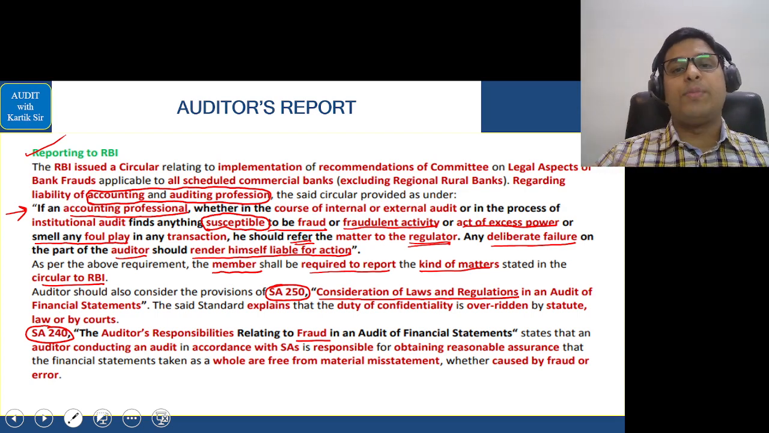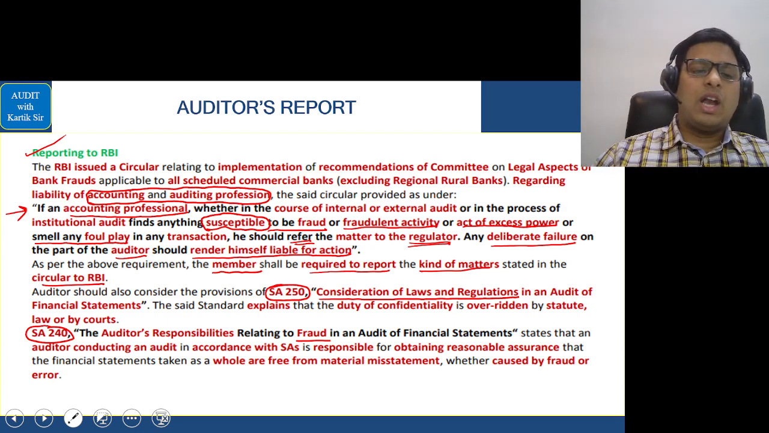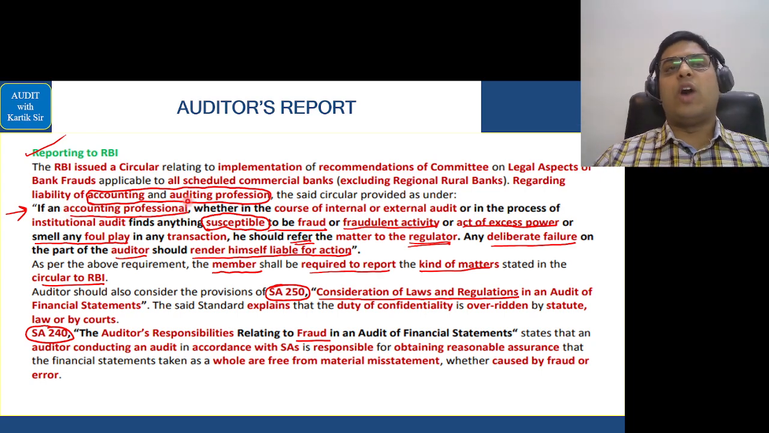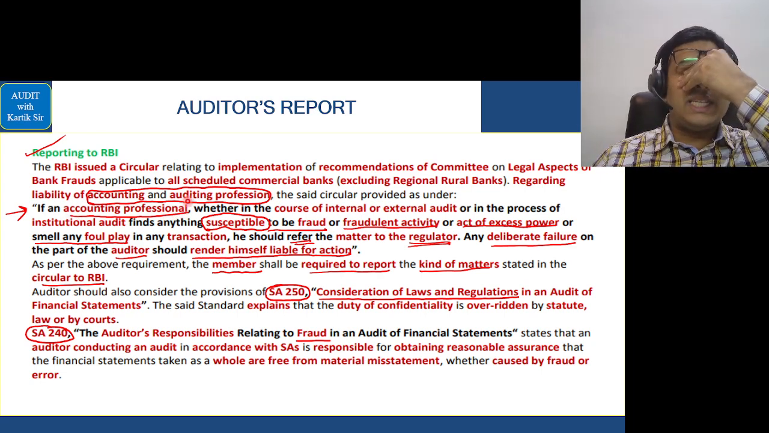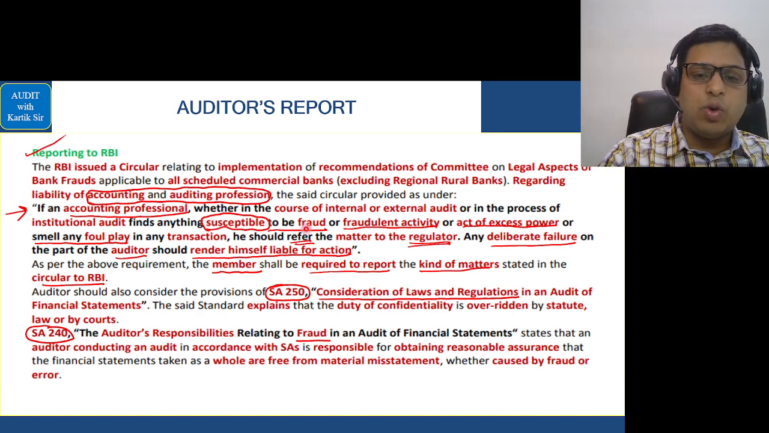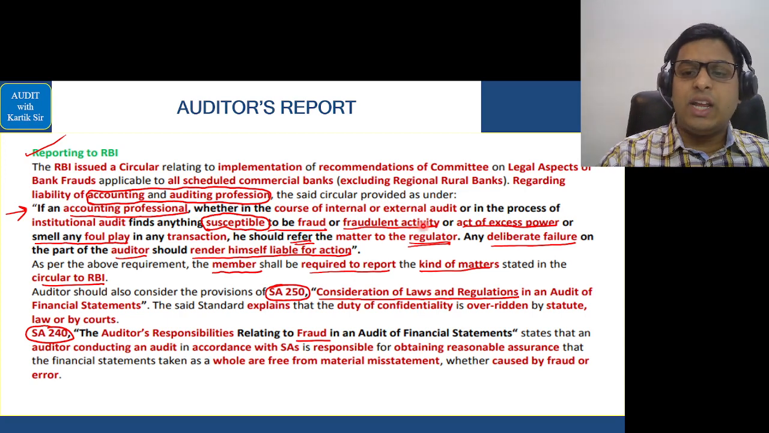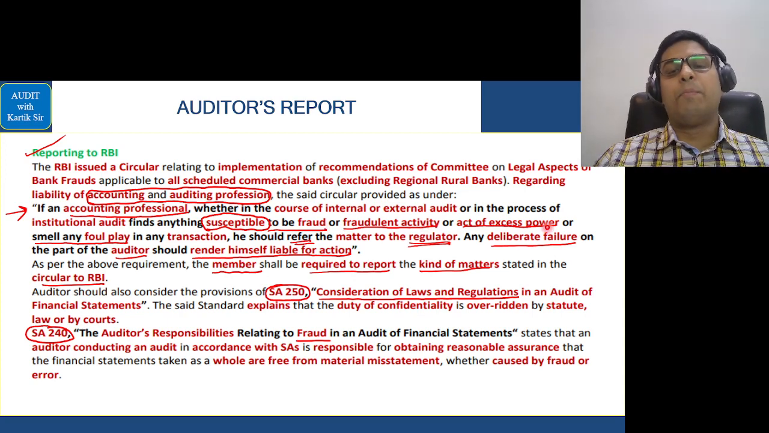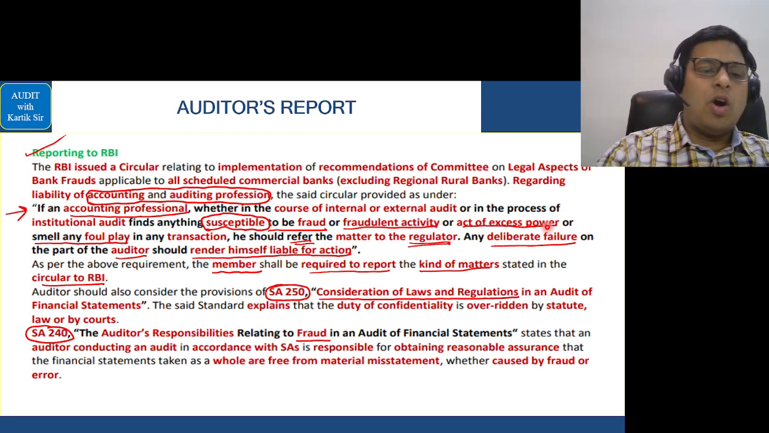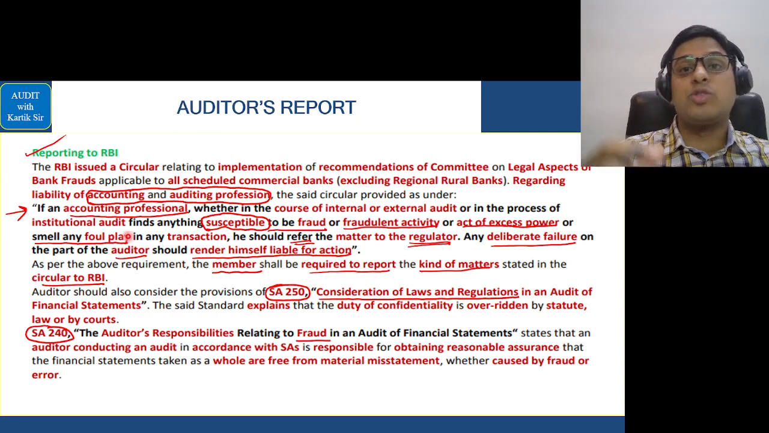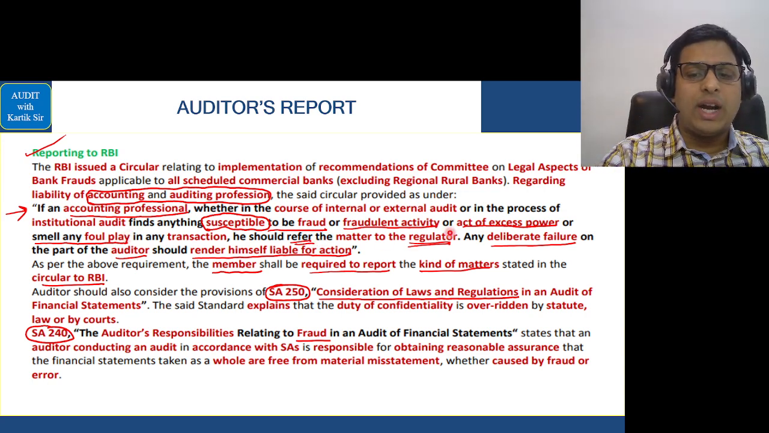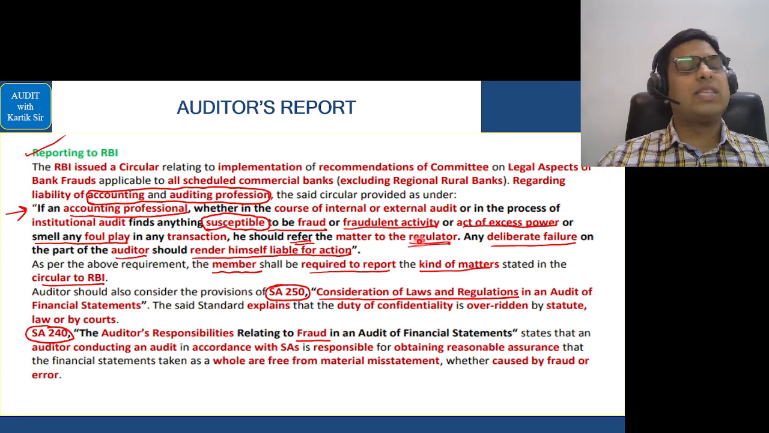Reporting to RBI regarding the CA's functioning. Now here you can see this accounting professional. RBI has given a warning to accounting professionals that whenever they are doing the auditing, and if they find something which is susceptible to be fraud or fraudulent activity, or any act of excess power, that the bank manager is using his power in a wrong manner, or he smells any foul play, means he feels something is wrong in the bank's functioning, he should refer the matter to the regulator, that is RBI. That is what this area mainly mentions.